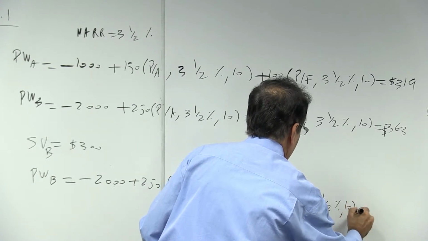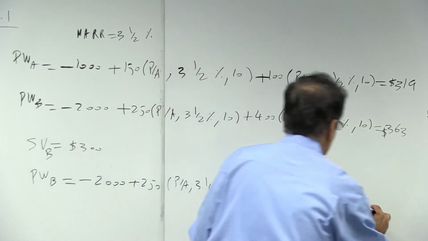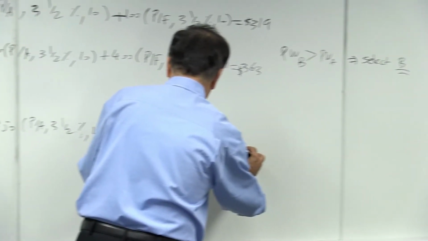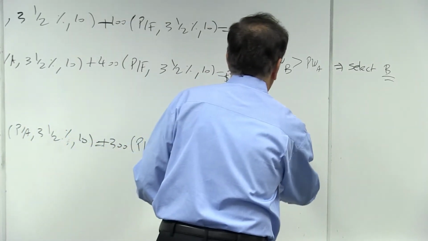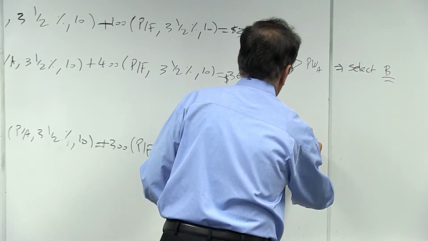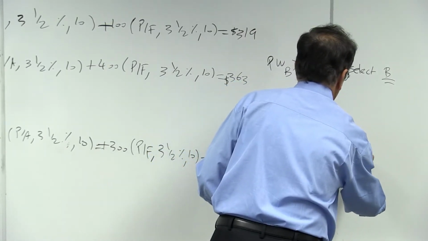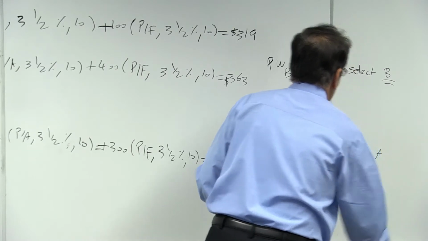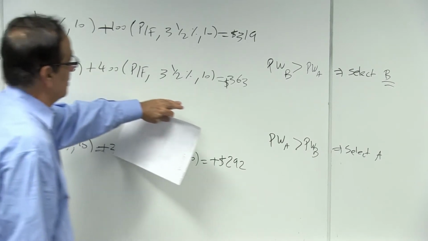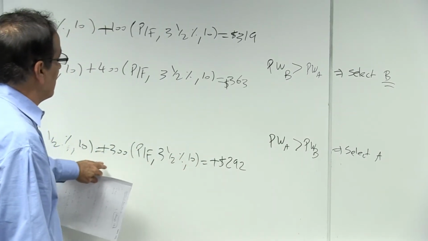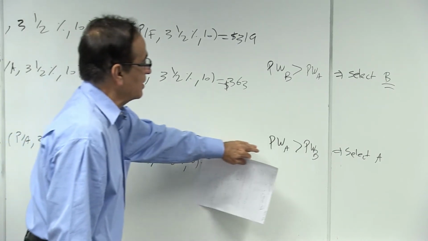and 10 periods. Now, if I calculate this one, this time the present worth of this alternative is going to be equal to $292. Obviously, this time the present worth of A is going to be larger than the present worth of B. Therefore, you select alternative A. So based on a 400 salvage value for alternative B, we selected B. Now, what happens if the salvage value for B after 10 years is 300? Obviously, my previous decision is not going to be correct because A is going to be better.